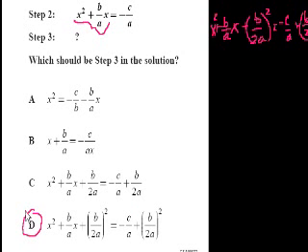And if you find that a little confusing, or if it wasn't intuitive for you, I don't want you to memorize the steps. Watch the Khan Academy video on completing the square.